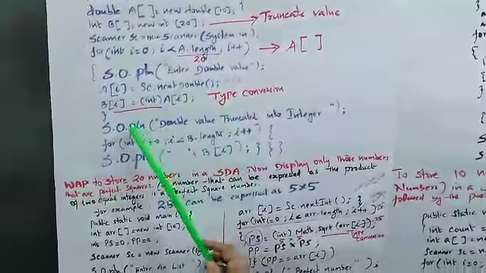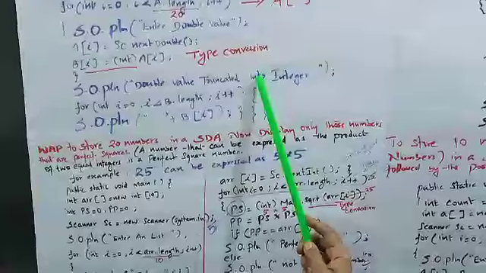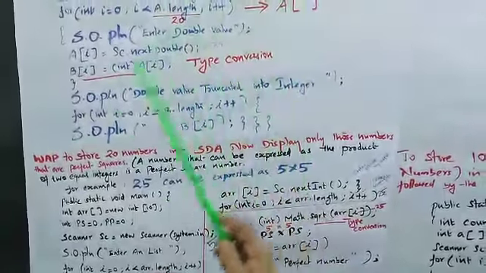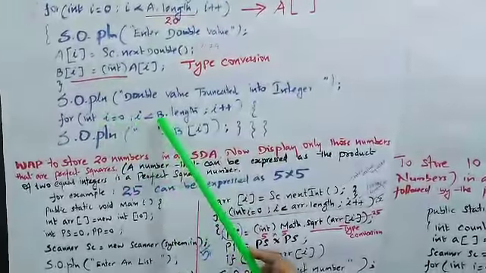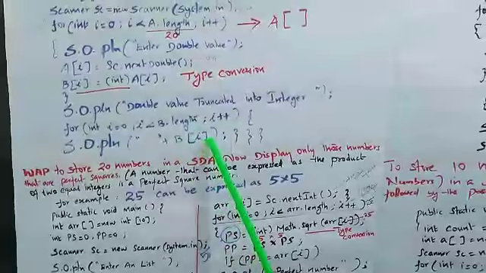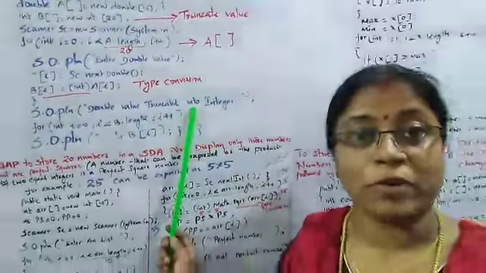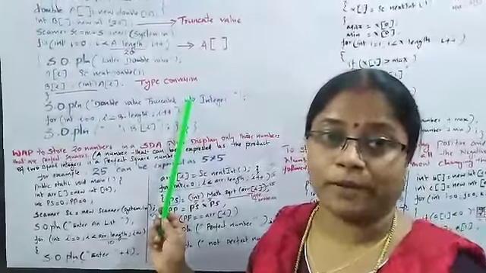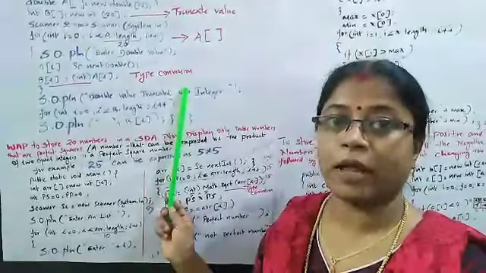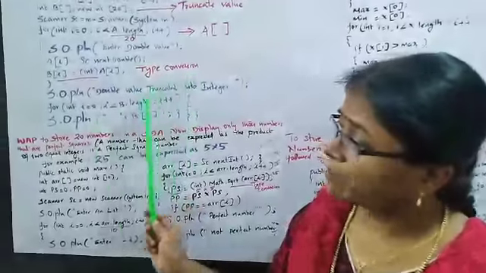Like this you have to do it, and after that you have to print the truncated values. After getting the truncated values, you have to print them. For that purpose you take i less than b.length, and after that print b[i]. In this way you do the first program. That means in the first program you take double decimal values and truncate them into integers.